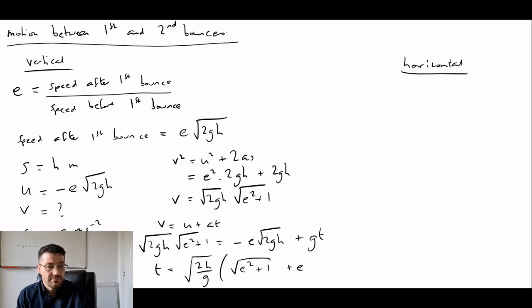Okay, so therefore now moving on to the horizontal direction, remember that the speed in the horizontal direction is constant, so we don't really need to use the full SUVAT. We can just use effectively speed equals distance over time rearranged. So we get that the distance d1 is equal to u times this expression for t that I've just found. So it's going to be u times the square root of 2h over g times the square root of e squared plus 1 plus e.